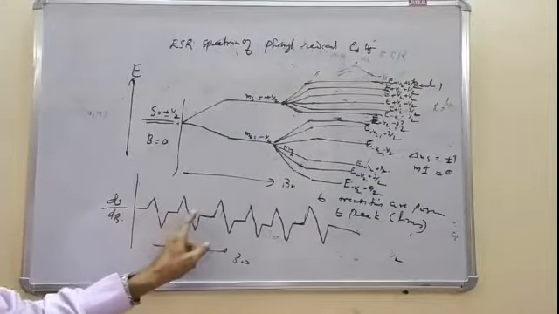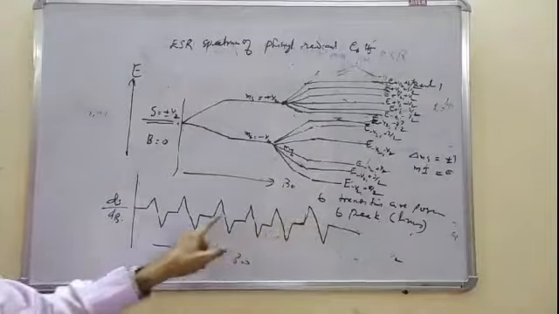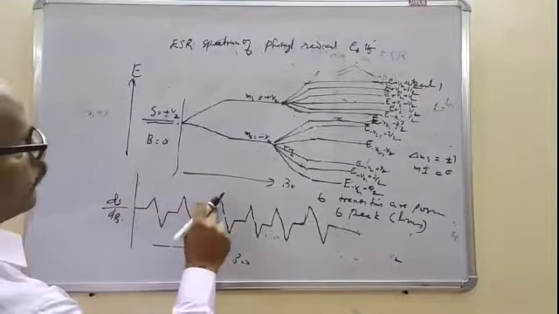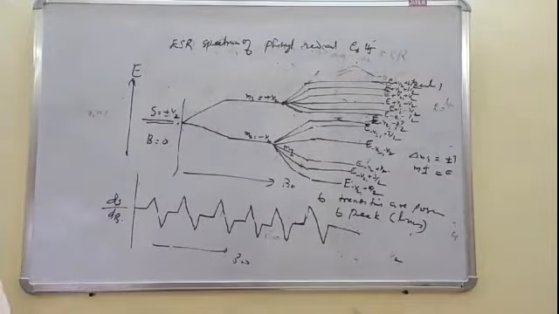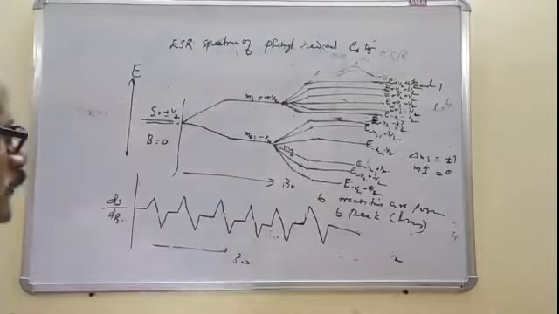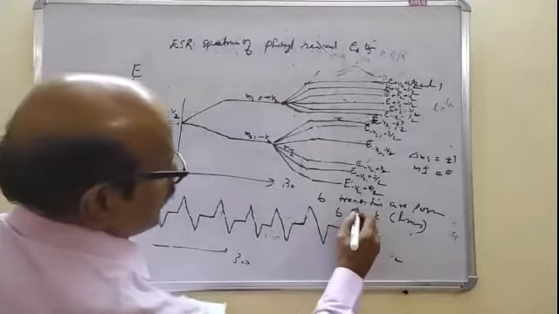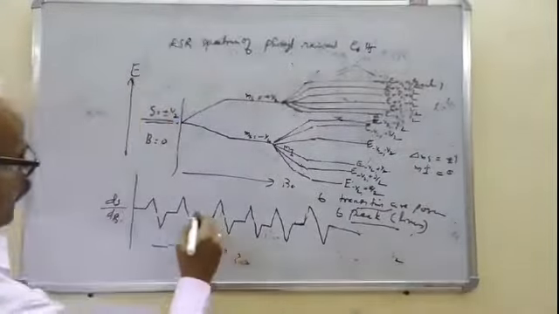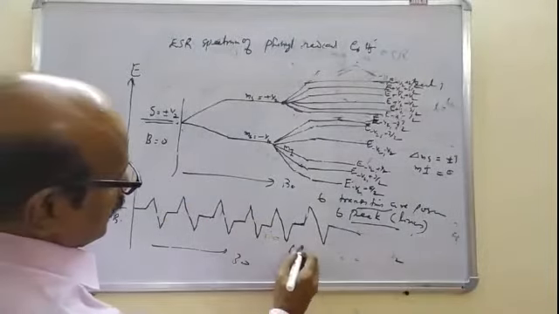So the 1, 2, 3, 4, 5, 6 lines will appear in the picture. This is the ESR spectrum: 6 transitions, 6 peaks or 6 lines.